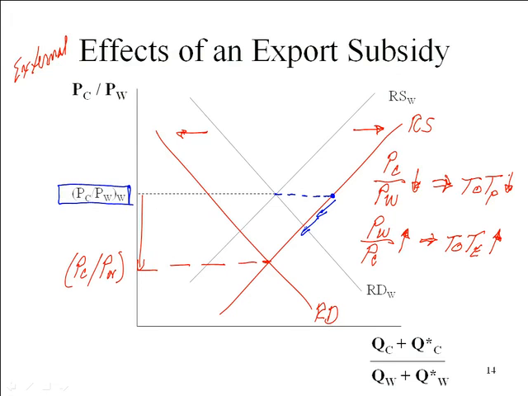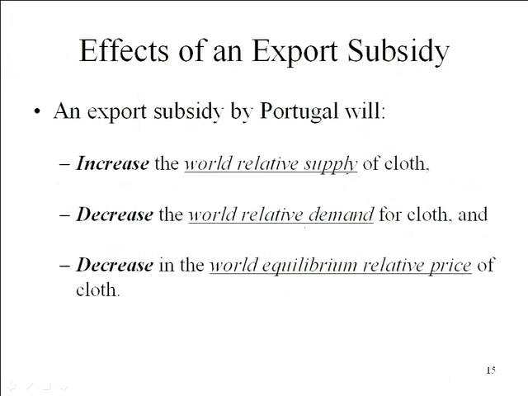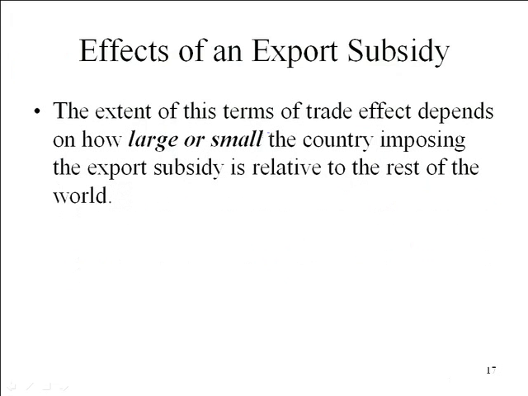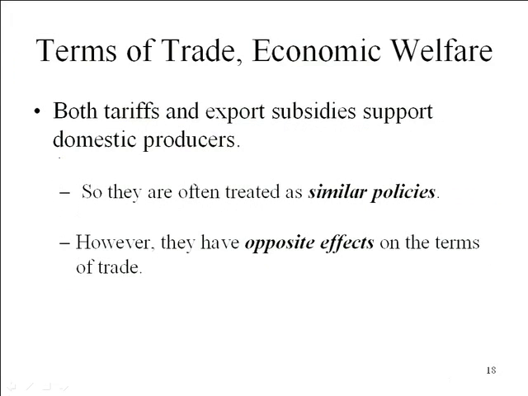Okay, so again, we've already seen all of these. And again, as we saw with the tariff, the actual effect will depend upon how big the country is in terms of the international trade of that good, or how small it is. Now, the question was brought up earlier, why would we do these kinds of things? And clearly what we see is both tariffs and export subsidies support domestic producers. So from that perspective, they're usually seen as very similar types of trade protection. But we've seen that in terms of the terms of trade, they have exactly the opposite effect.